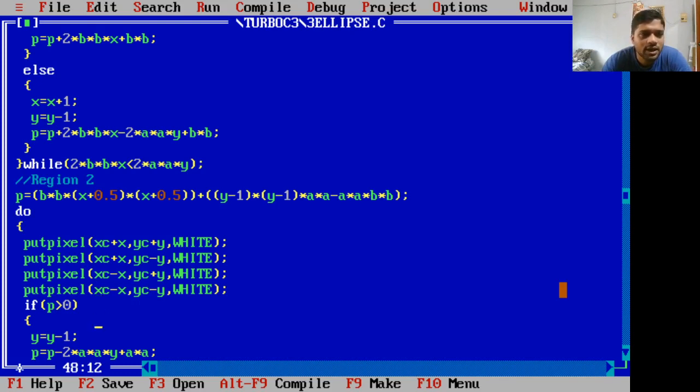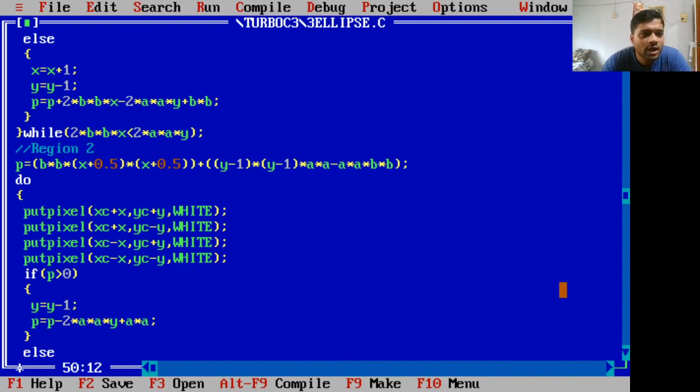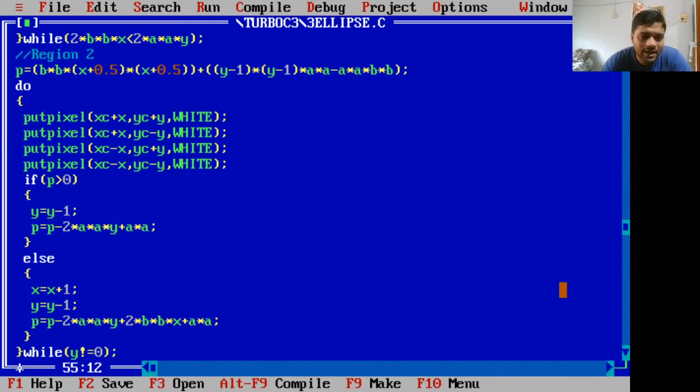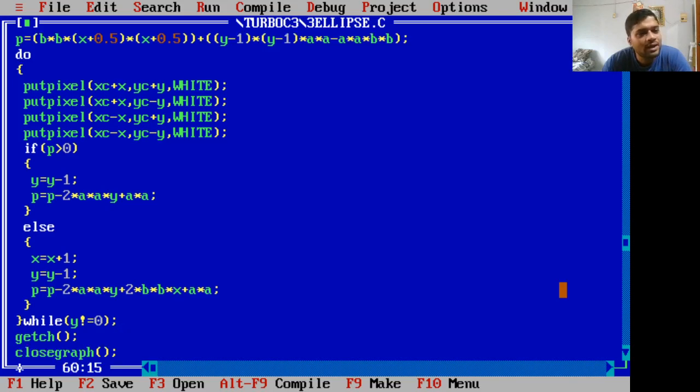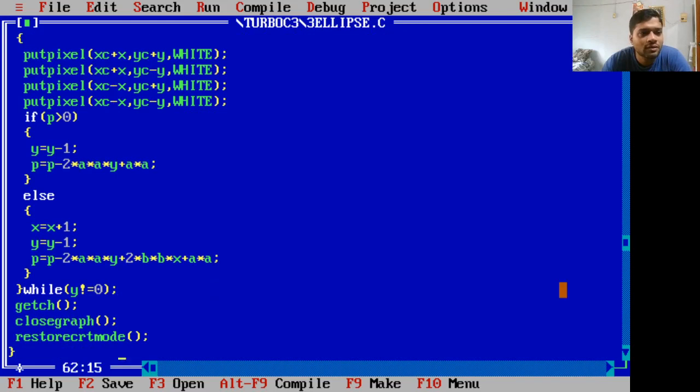Then checking the condition, if p greater than 0 we are going to decrement y and not increment x, and the next decision parameter is going to be p minus 2a square y plus a square. Else we are going to increment x and decrement y, so the next decision parameter is p minus 2a square y plus 2b square x plus a square. The termination condition for the second region is while y not equal to 0. Then we have getch, we close the graph, and that is the end of the program.